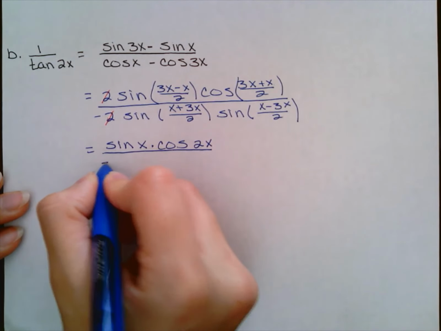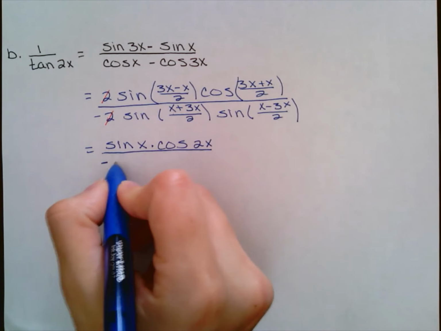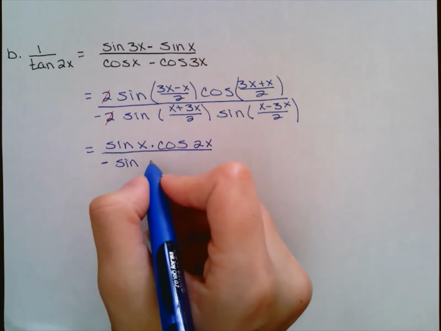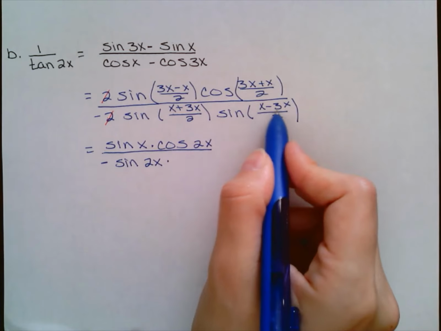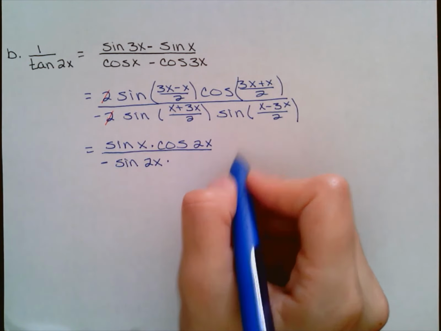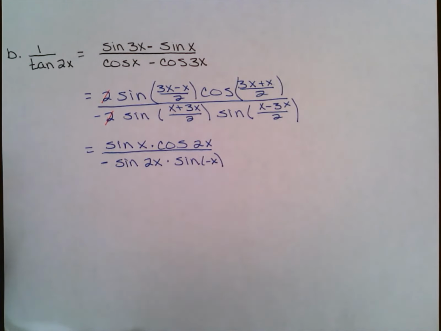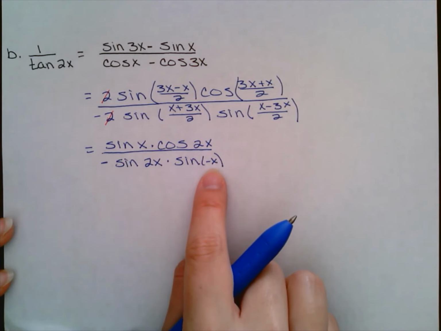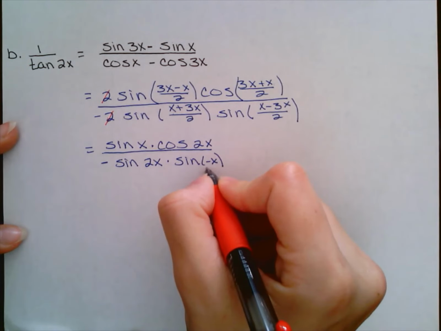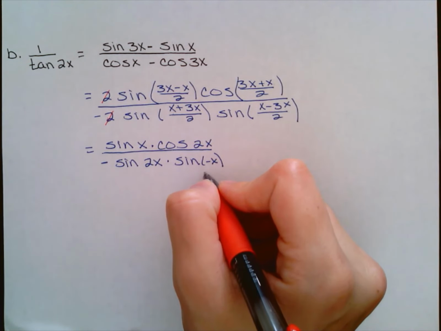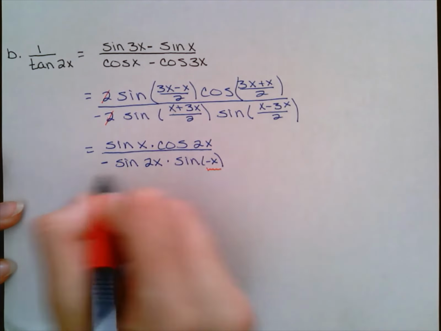over negative sine x plus 3x is going to be 4x, divided by 2 is just going to be 2x. And then times x minus 3x over 2 is going to be sine of negative x. Now, in my class, we don't go too deep into even and odd properties, but I will just give this one to you. Again, this is for my students. Because sine functions are odd functions, this negative can come out, and I can take it to the front, just the negative.